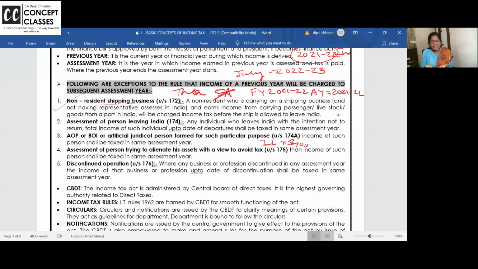I hope you are getting this, it is so very practical. A non-resident shipping company earns income from passengers, livestock, goods and all, and will be charged to income tax before the ship is allowed to leave India. The ship came from the UK, but you will not be allowed to go back out of India unless you get a tax clearance certificate that you have paid all the taxes in India.